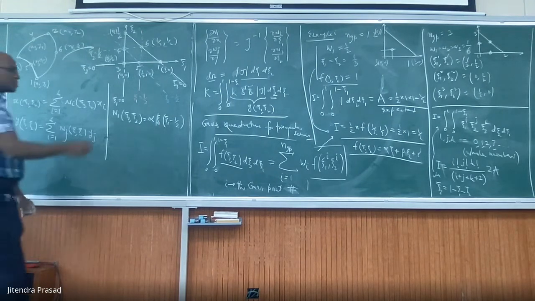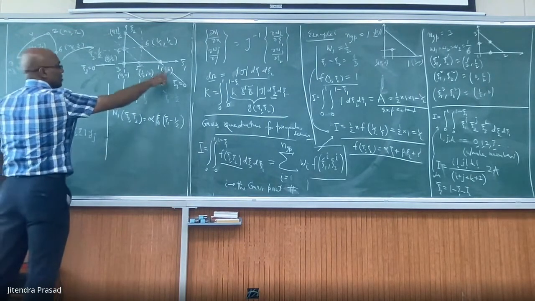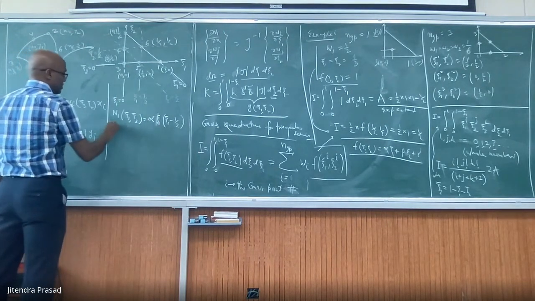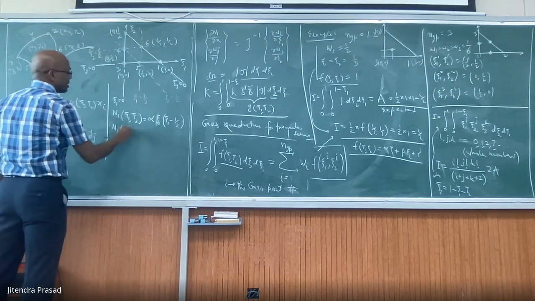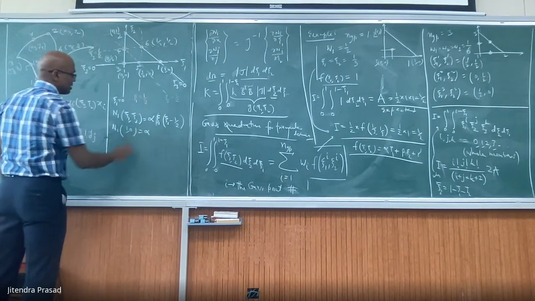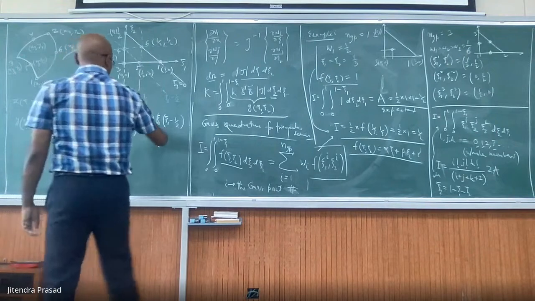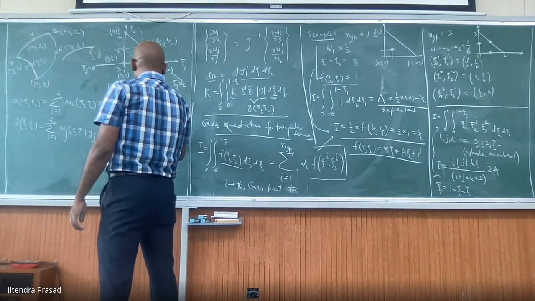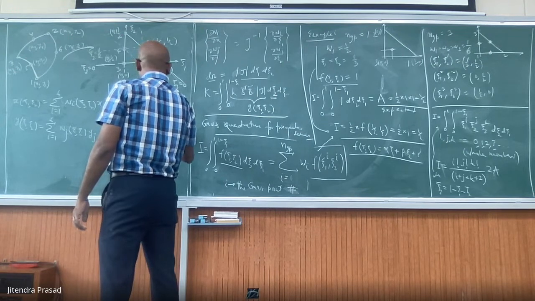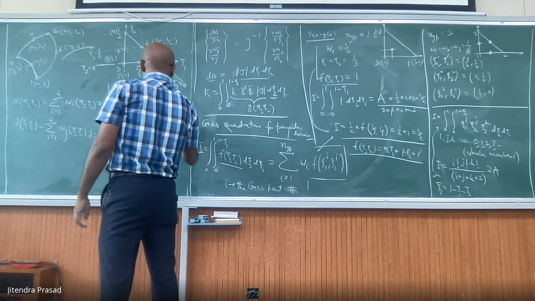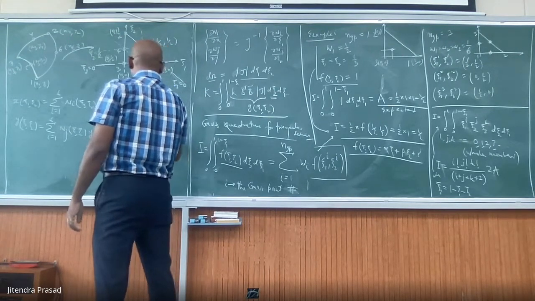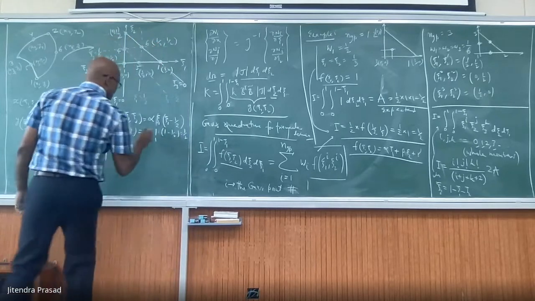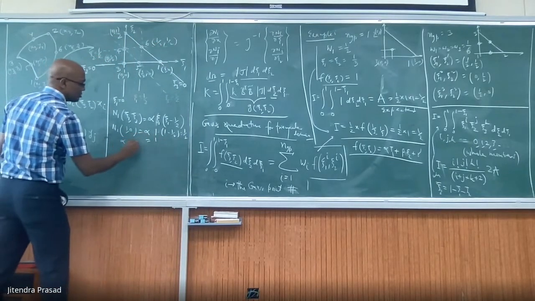So you can put the value of 1, 0 there. So n1 at 1, 0 is equal to alpha, and you have 1 multiplied by 1 multiplied by 1 minus half, so it becomes equal to half. This has to be equal to 1. So alpha is equal to 2.